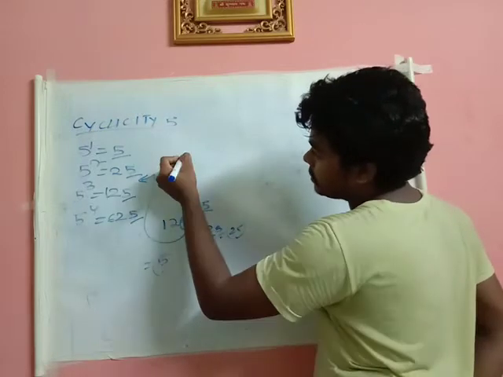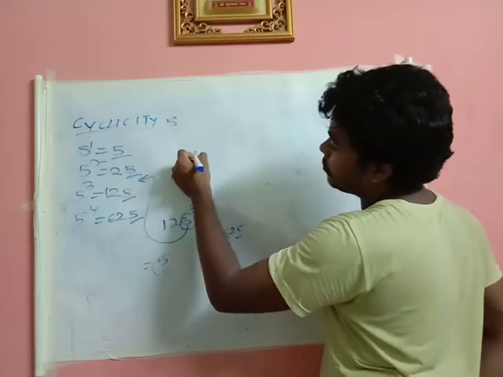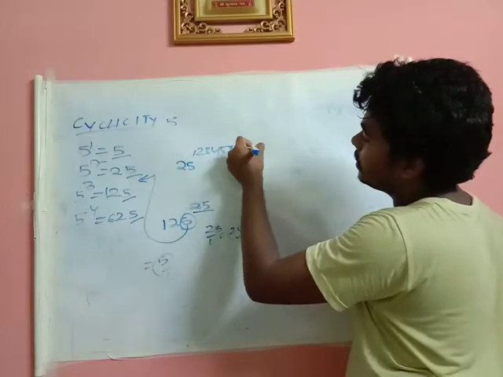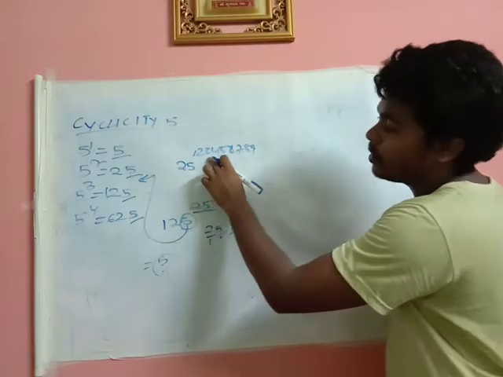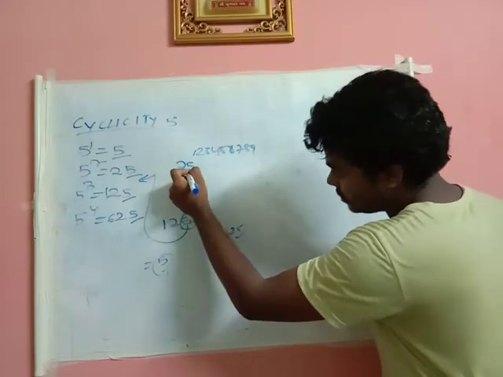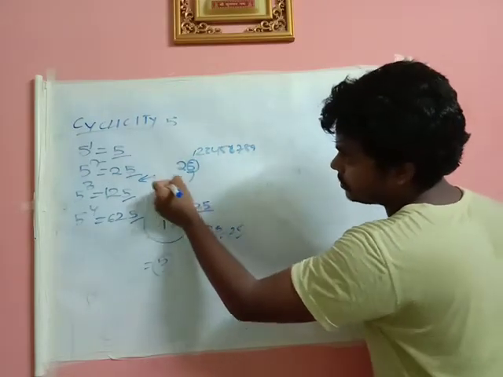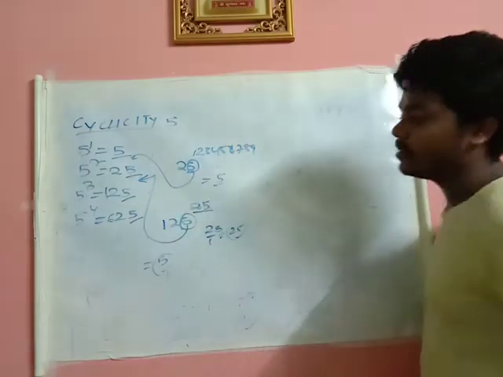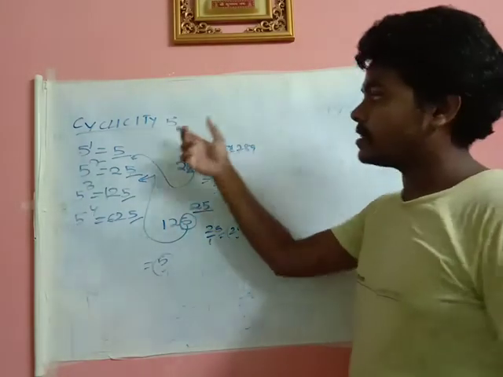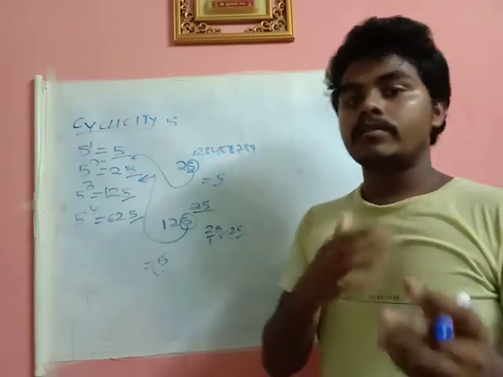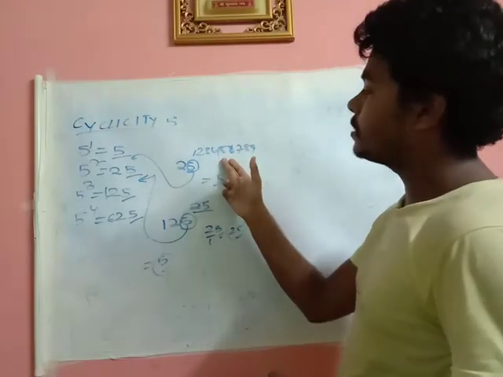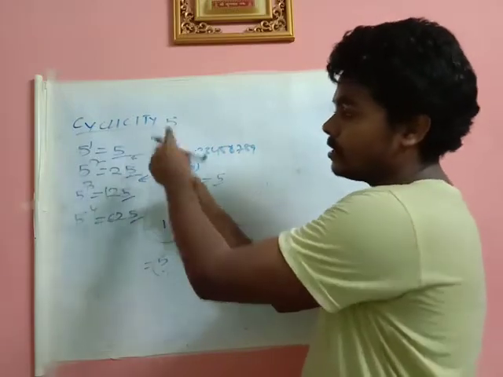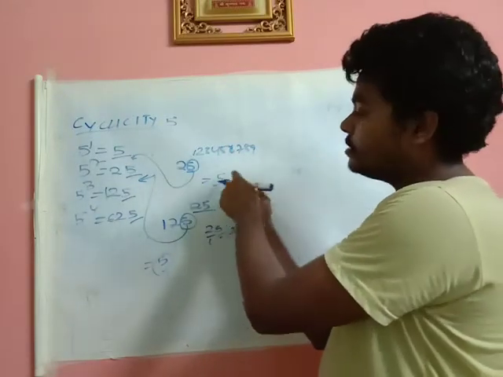If someone asks me what is the unit digit of 25 power 1, 2, 3, 4, 5, 6, 7, 8, 9, you just check that 5 is the unit digit present here. It belongs to the cyclicity of 5, so the unit digit is 5. Don't worry about how much power they have given. Irrespective of the power, you can tell that the unit digit is 5.